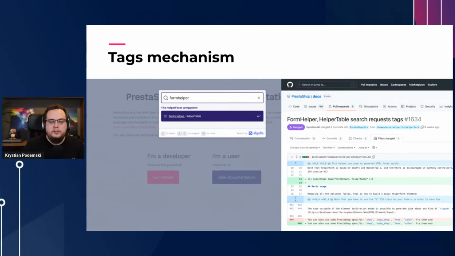Secondly, we noticed that very often developers search for things like form helper, list helper, instead of using their regular names like helper form, helper list, and so on. So it's a great improvement, and we plan to analyze the missing results from Algolia more often, so we can add more tags in the future to some pages to create aliases between pages and the search results.